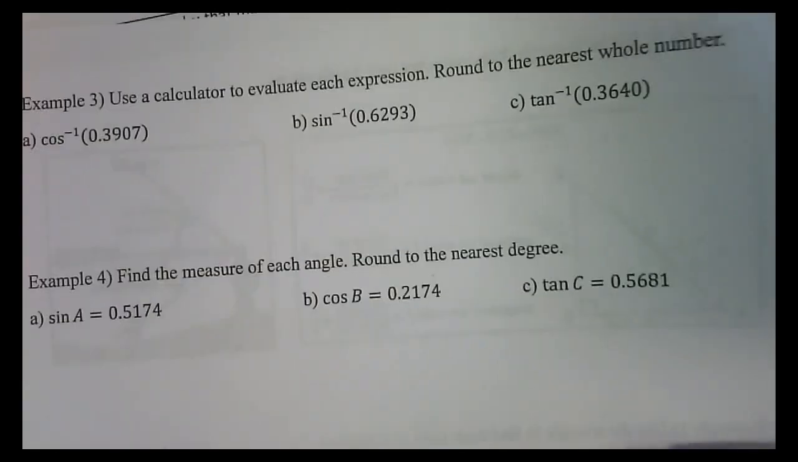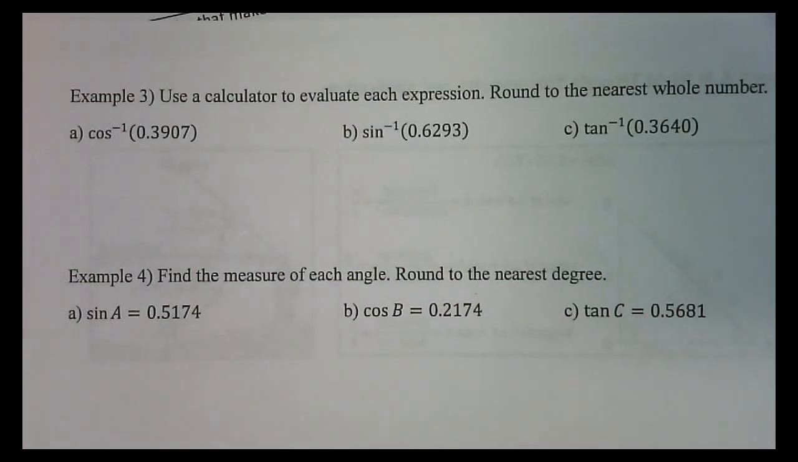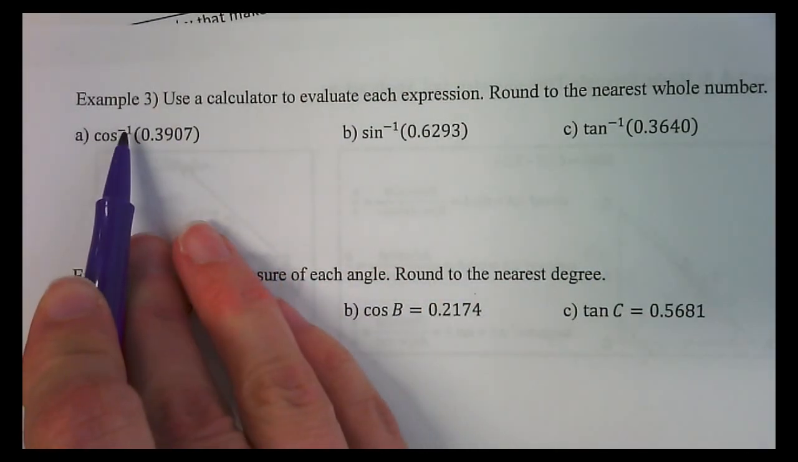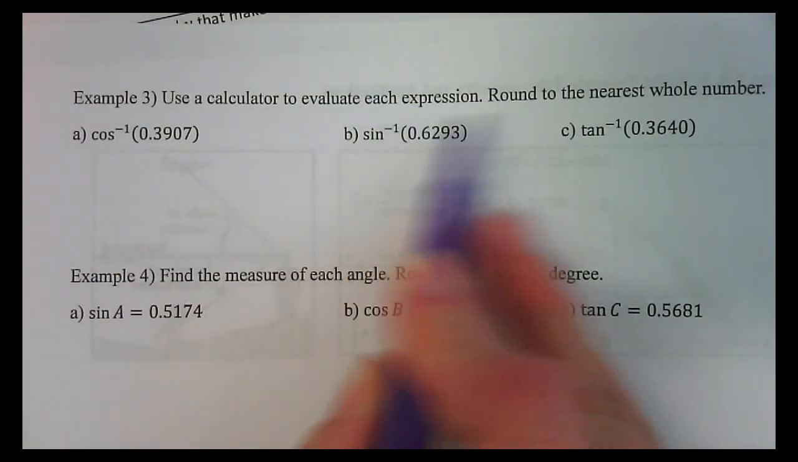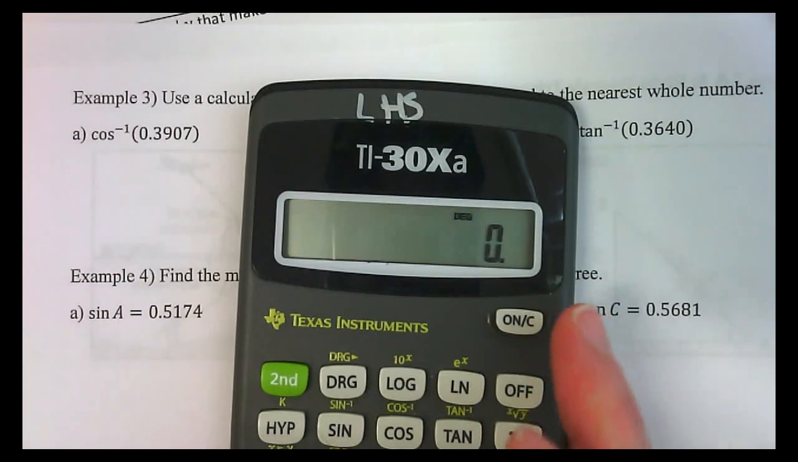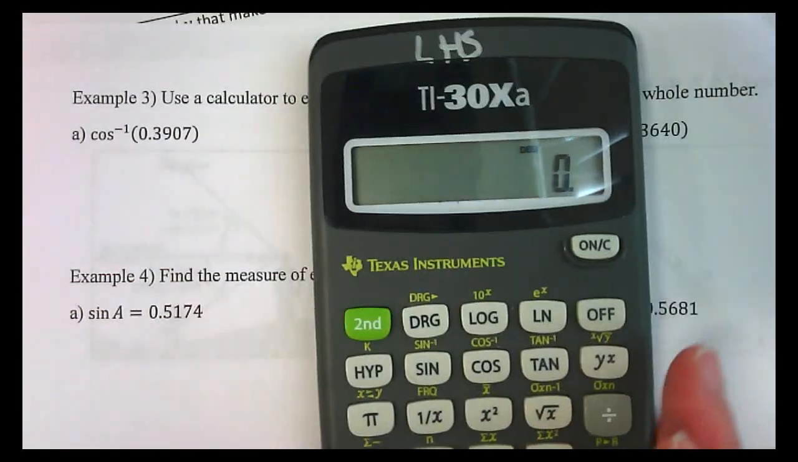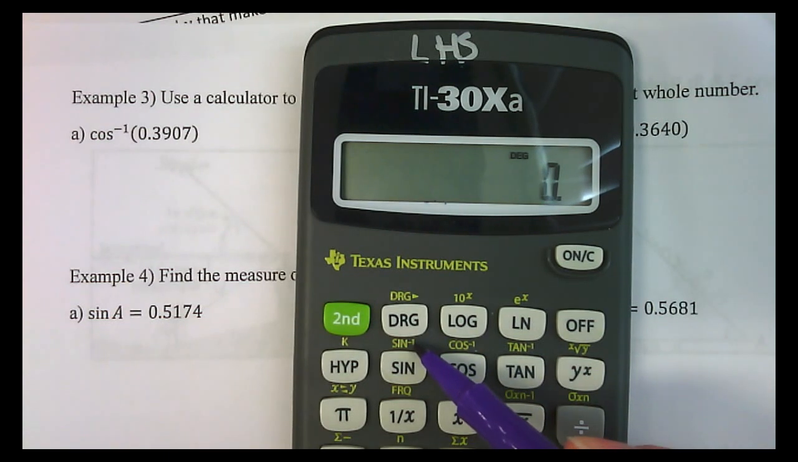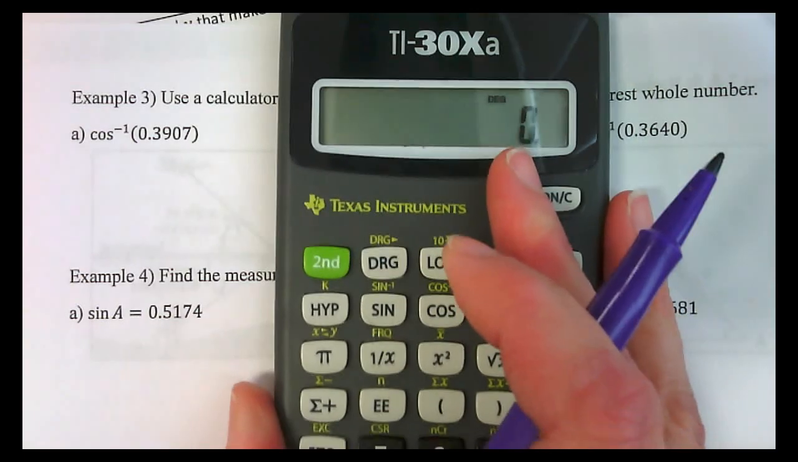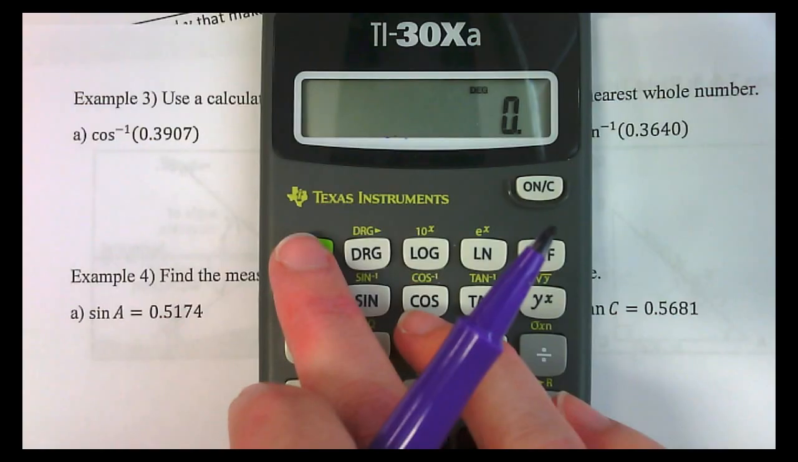Alright, on the next page, we've got more examples using the calculator. So again, we're going to type things into the calculator, but we're noticing here we have these -1s. These are for inverse. And inverse means we're working backwards to find the degrees. Okay, you'll see these symbols on this calculator in green above these keys. To get to anything that's in green, you have to hit the second key first.